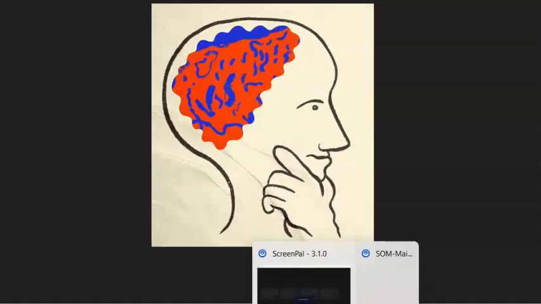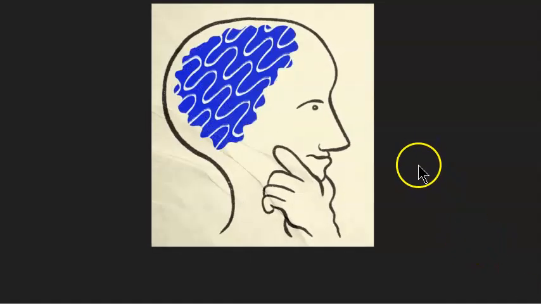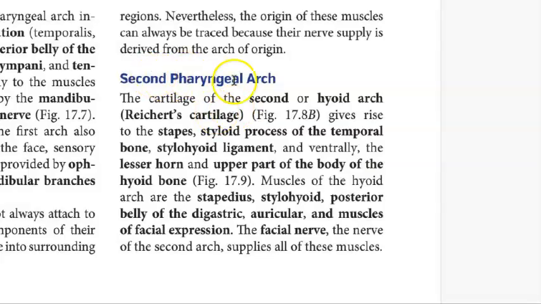Now let us see what we will get from the second pharyngeal arch, or second branchial arch. The second one they are calling the hyoid arch, okay? So it will give rise to the hyoid. You touch your hyoid, not your thyroid. Above that you have the hyoid, correct? So that one. So stapes, styloid process of temporal bone. Stapes is inside your ear, right? Okay. Styloid process of temporal bone. Stylohyoid ligament. So some bones you should get, right? Then some muscles: the stapedius muscle, stylohyoid, posterior belly of digastric, auricular and muscles of facial expression.